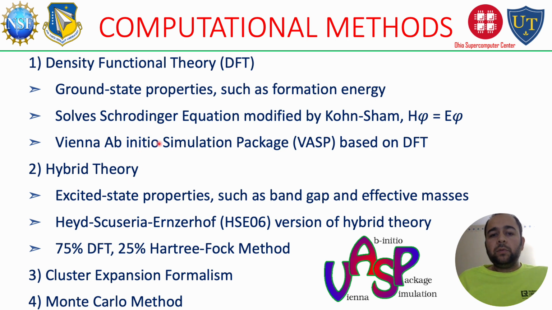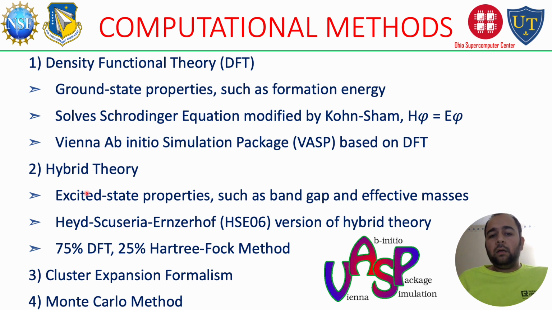As I just said, we do calculations to find a certain value for a certain physical property, so we must use some methods to calculate. The first method that we use is density functional theory. It helps us provide ground state properties, such as formation energy for any crystal structure. This actually solves the Schrodinger equation, as modified by Kohn-Sham, H psi equals E psi. VASP is the software that we use, which is based on DFT. You can also use other software such as Quantum Espresso.